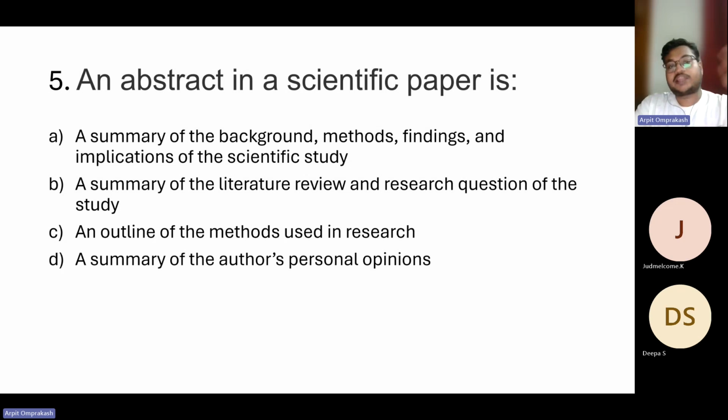The fifth question is, an abstract in a scientific paper is A, a summary of the background, methods, findings, and implications of the scientific study. B, a summary of the literature review and research questions of the study. C, an outline of the methods used in research. And D, a summary of the author's personal opinions. A very simple one. Does anyone have an answer?